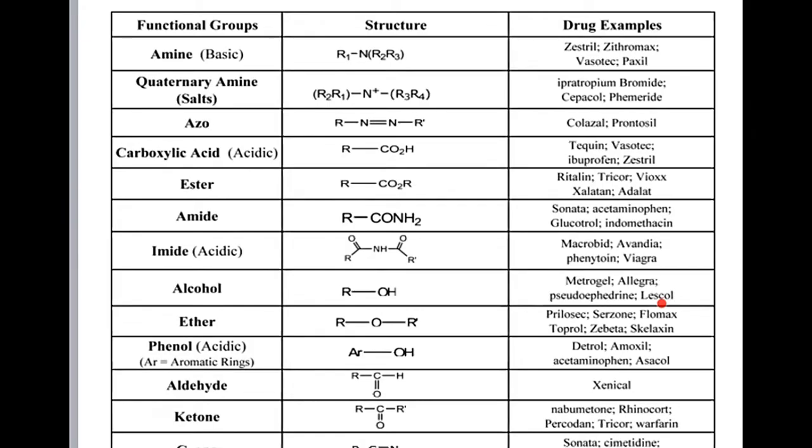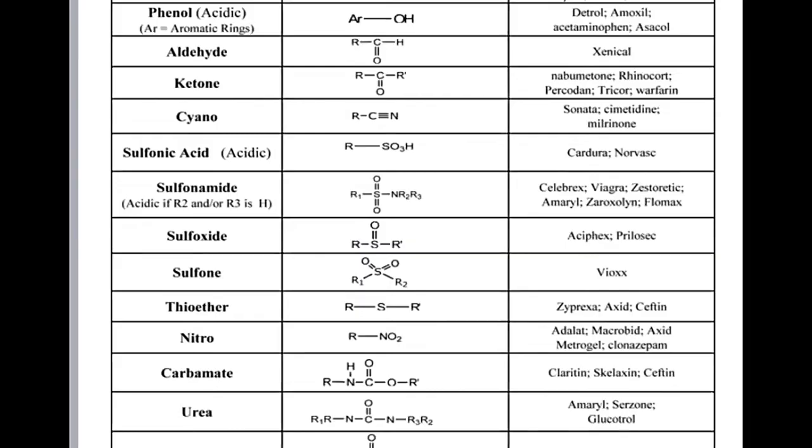Phenol, which is acidic, which is AROH, a benzene attached with OH. If there are two OH in ortho position, it will be catechol. But this is the phenol acidic group, like ditryl, amoxyl, acetaminophen, azacol.